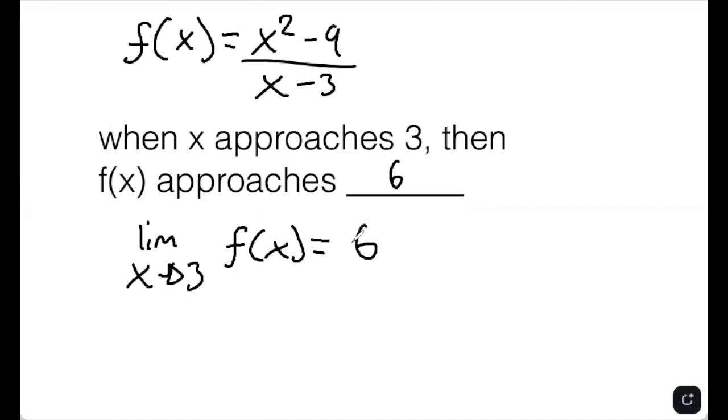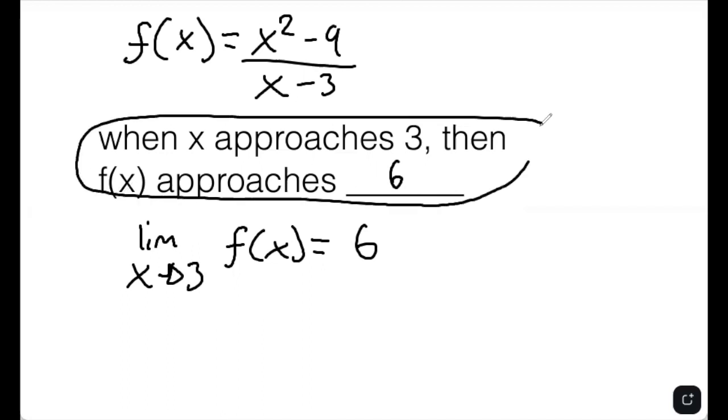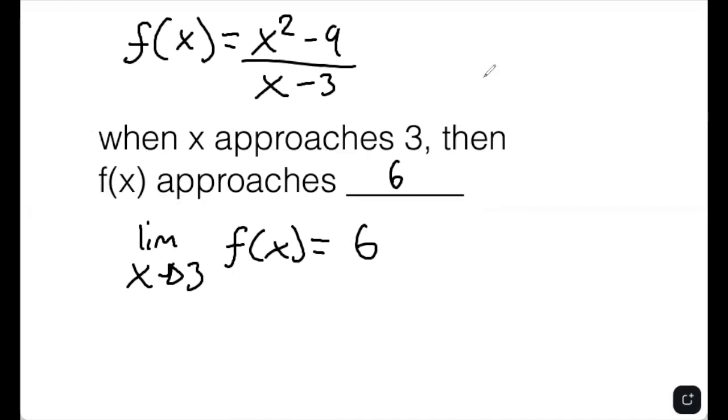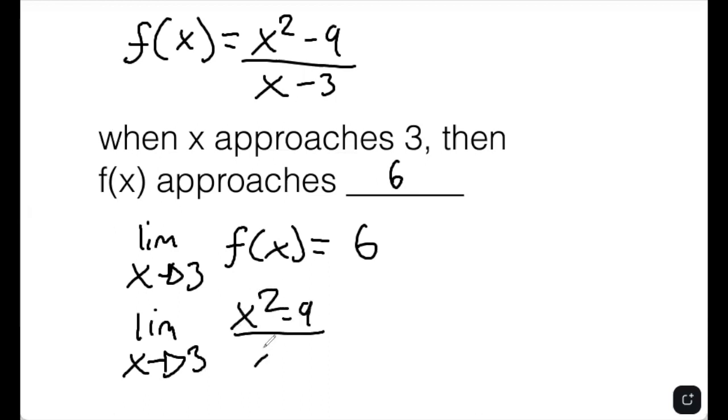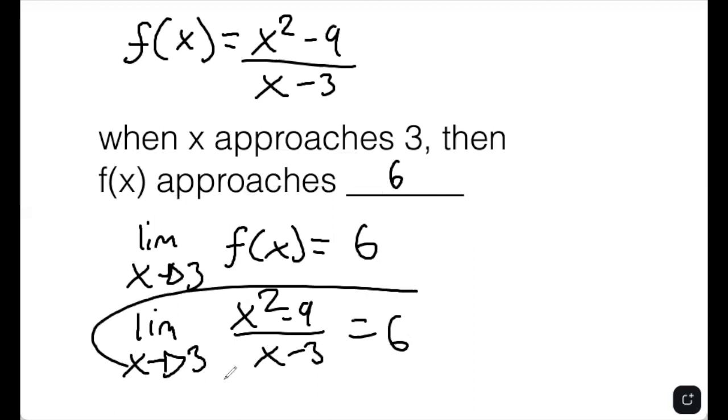Okay, so first of all, the way you read this is the limit as x approaches 3 of f of x equals 6. That's the way you read it, and it means the same exact thing as this sentence. When x approaches 3, then f of x approaches 6. Of course, f of x is really just this fraction here at the top. So I could just write this if I wanted to. Whatever. They both mean the same thing.